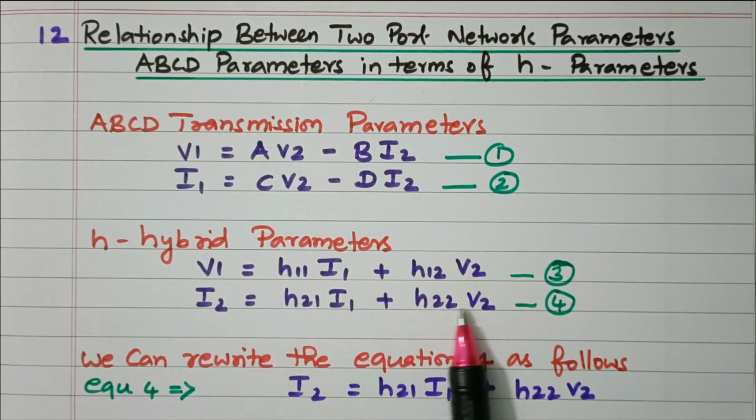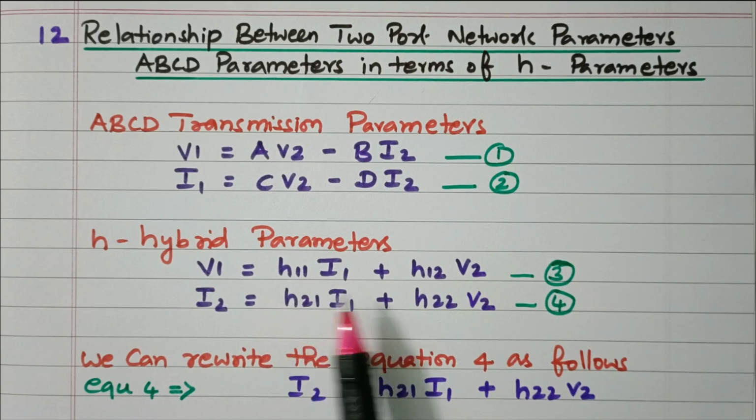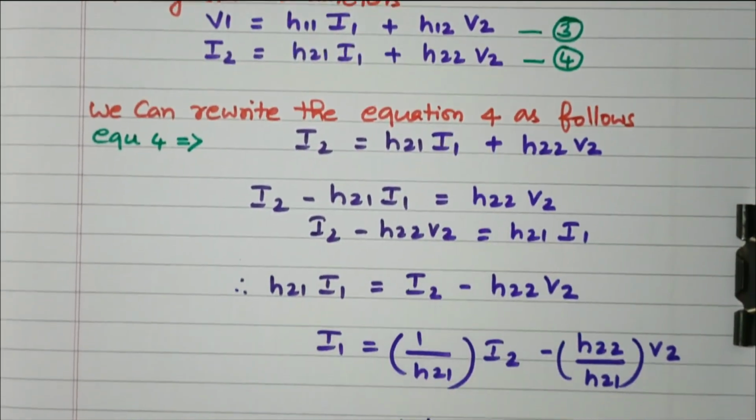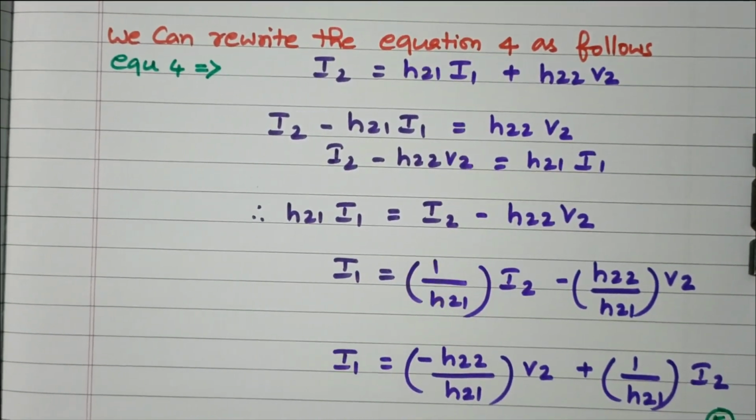This is the general equation of the H parameter. H11, H12, H21, H22 are the hybrid parameters. We will take the equations as number 3 and 4. Now we are going to rewrite equation 4 in order to get the relationship. So consider equation 4, we are going to rewrite.